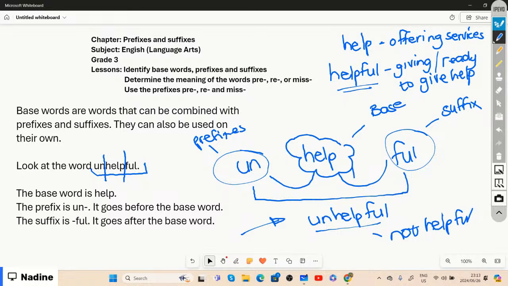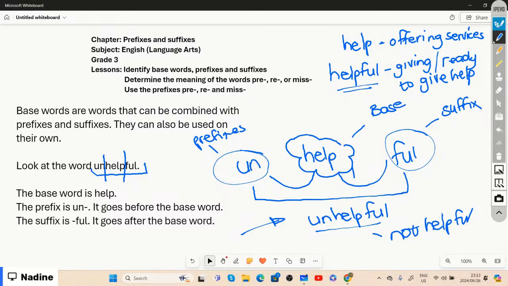And then when you help someone, it's the same as you being helpful, but you are offering your service. It's like saying, come, let me help you. Yes, help mom in the kitchen. Help mom to sweep. Help mom by picking up the things from the floor, right? That is you helping. So it means that you are offering your services.